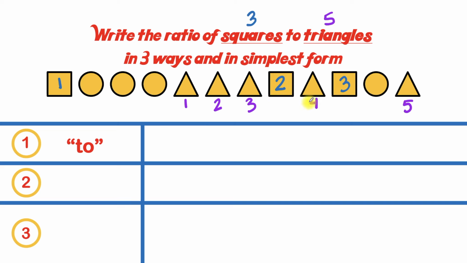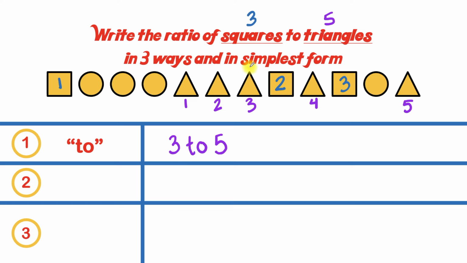Now that we know how many squares and how many triangles we have here, let's talk about how we would write that using the word "to." The first thing before that word "to" is going to be our first number. So we'll write the number 3 because there are 3 squares in this group of shapes. Then we'll write the word "to," and then we'll write the second term, which is the number of triangles. And that's 5. So we'll write 5 after the word "to." And we would say the ratio of squares to triangles is 3 to 5.